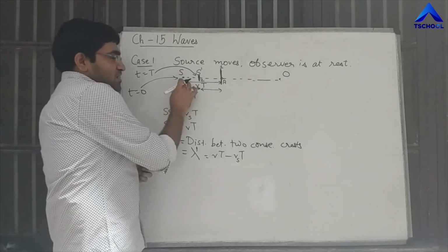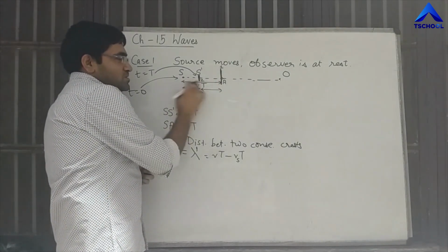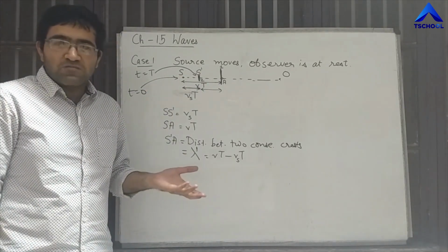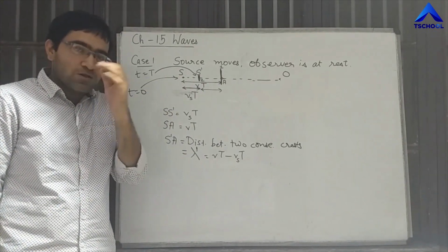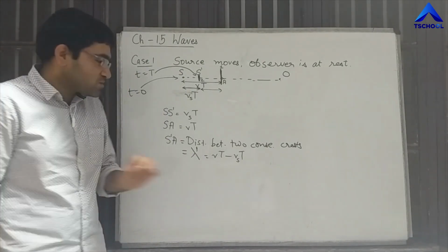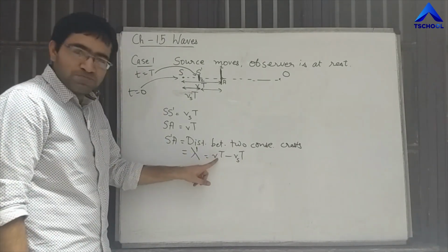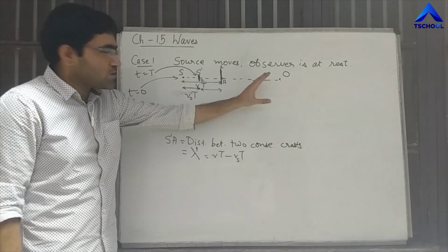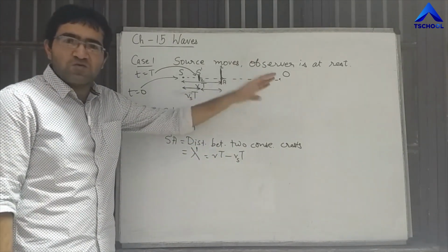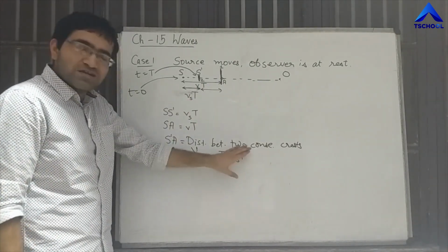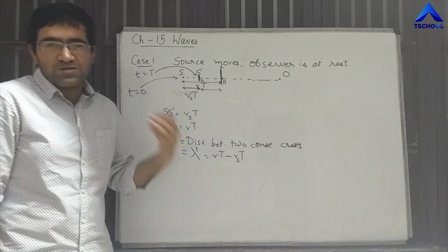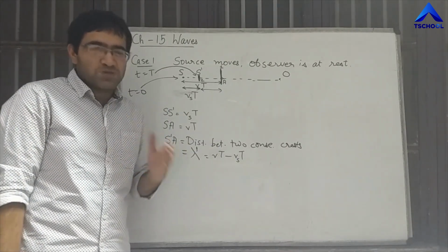Again, crest 1 travels a distance V into t, that is from S to A, in one time period, and that is the distance called the actual wavelength, lambda equals Vt. But here the observer is going to get a wave whose wavelength is not Vt, not lambda, but lambda dash, which is Vt minus Vs. Once you understand this, the rest is quite simple.